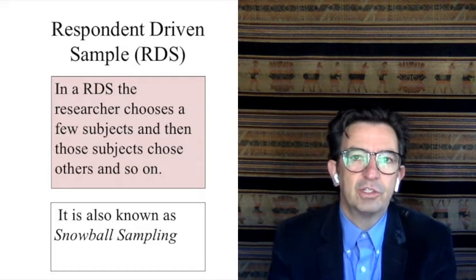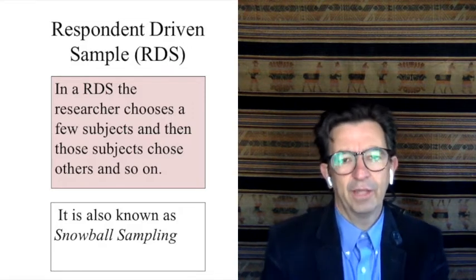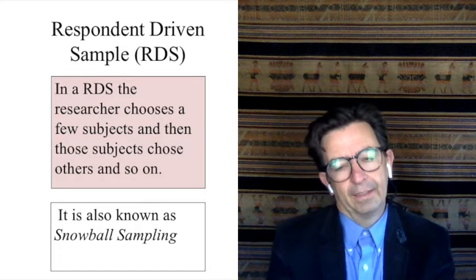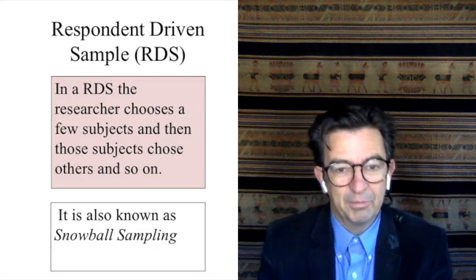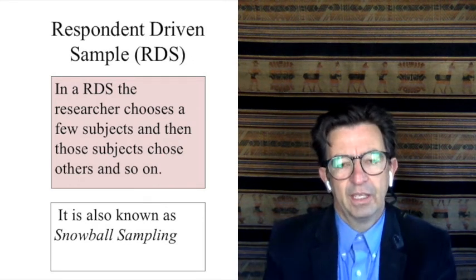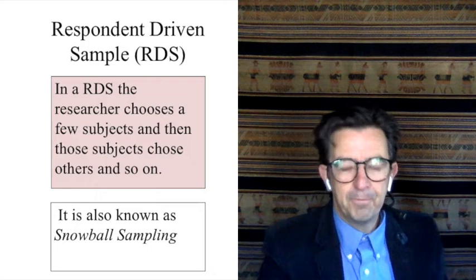Another type of non-probability sampling is respondent-driven sample. On this one, the researcher chooses a few subjects, and then those subjects are asked to pass the survey to other respondents, right? And those are asked to pass it to some other respondents. So that is respondent-driven sample because respondents are taking the survey to other respondents. It's also known as snowball sampling, right? You start with a small group and it gets bigger, bigger, bigger. Now, of course, this is introducing bias because it's systematically excluding those who are not known by these groups. But sometimes it's the only choice we have.